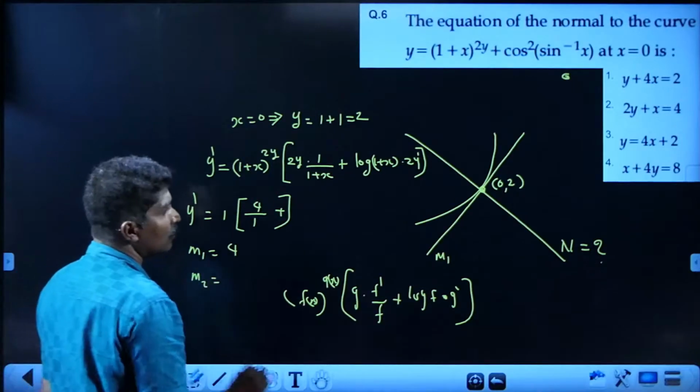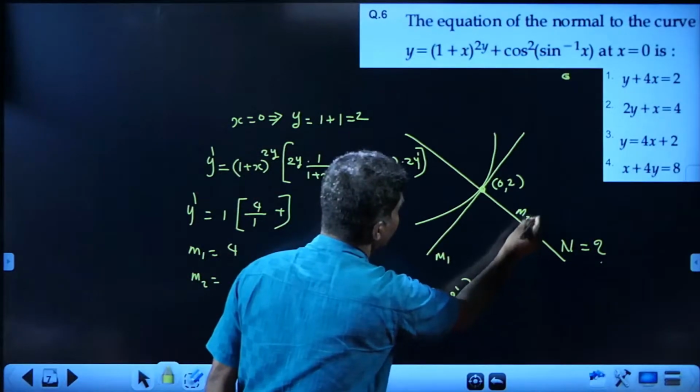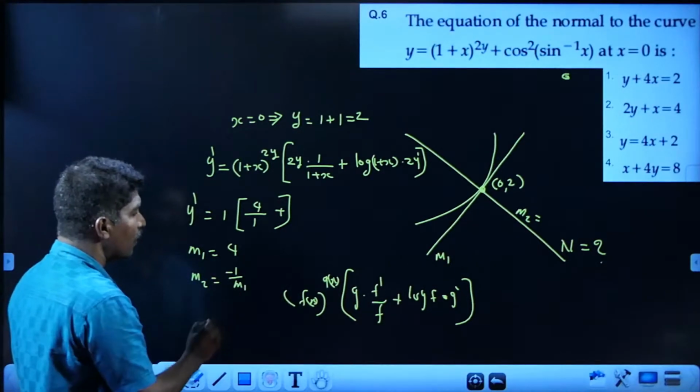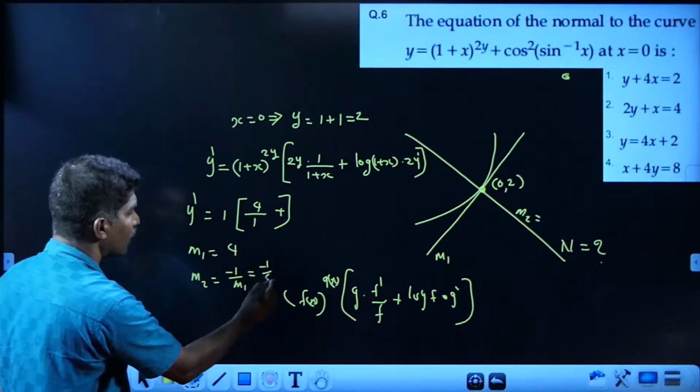Therefore, you will write m2. m2 is the slope of the normal. m2 is equal to what? Negative 1 by m1, you know it. Negative 1 by m1, that is equal to negative 1 by 4.